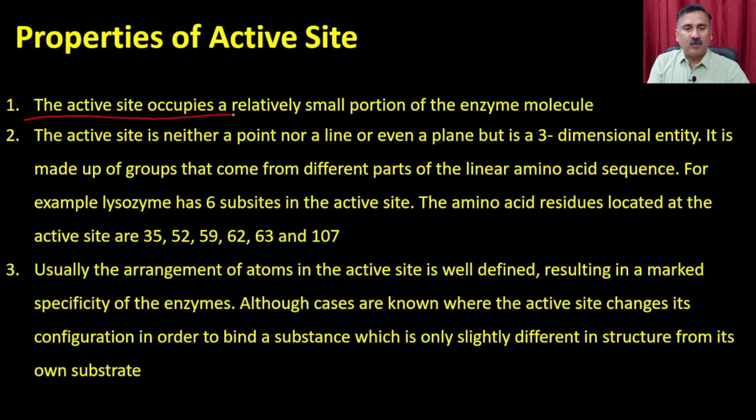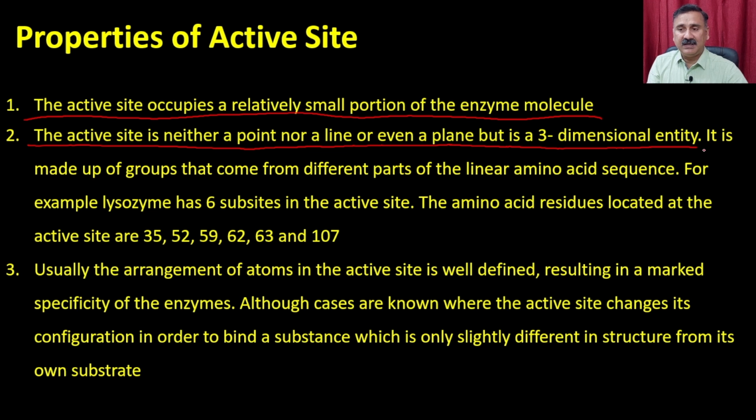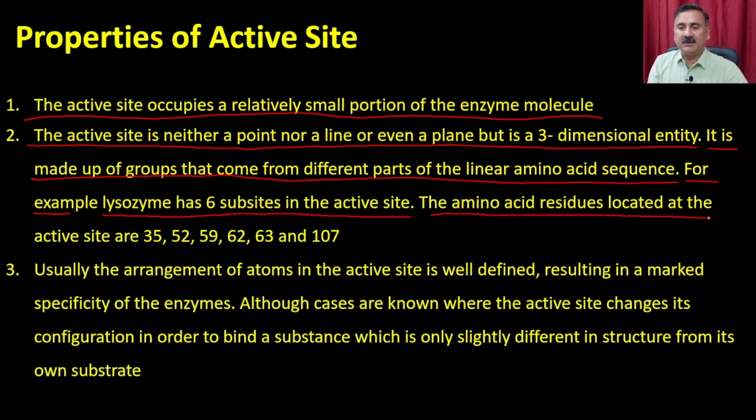The active site occupies a relatively small portion of the enzyme molecule, so it's very small in comparison to the total structure of the enzyme. The active site is neither a point, nor a line, nor even a plane, but it is a three-dimensional entity. It is made up of groups that come from different parts of the linear amino acid sequence. For example, lysozyme has three subsites in the active site. The amino acid residues located at the active site are 35, 52, 59, 62, 63, and 107.